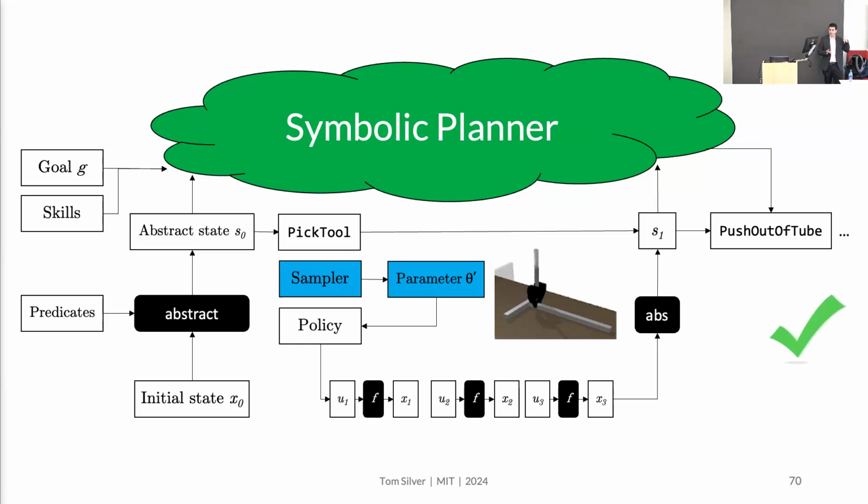And you'll see that there's another component that came up here called a sampler. The sampler is another learned thing that we're going to include as part of the skill. It's another neural network that proposes different parameters for us to consider when we're doing this kind of optimization.